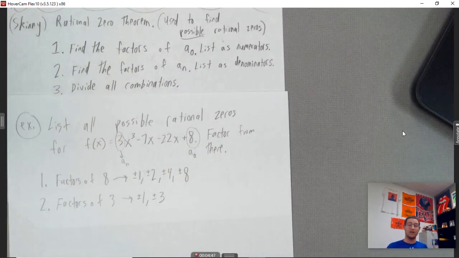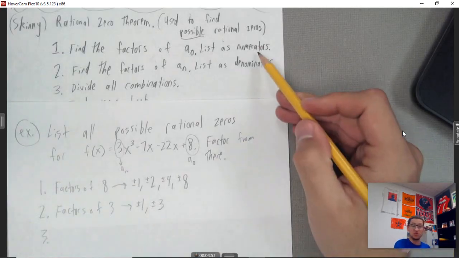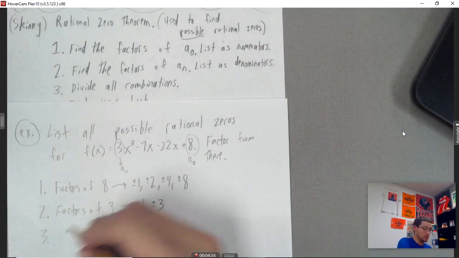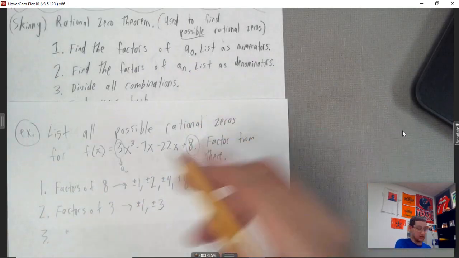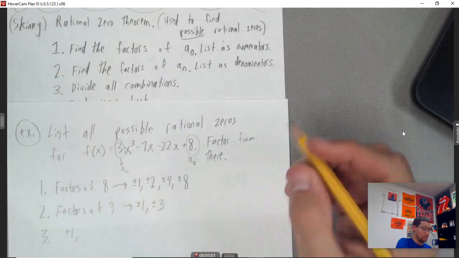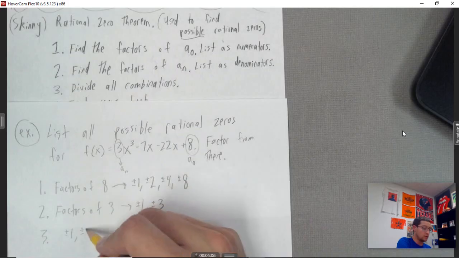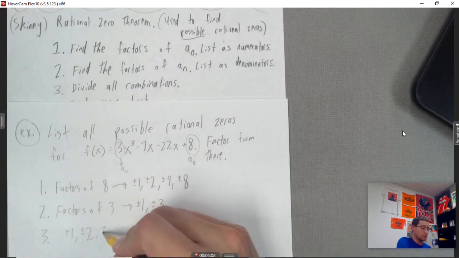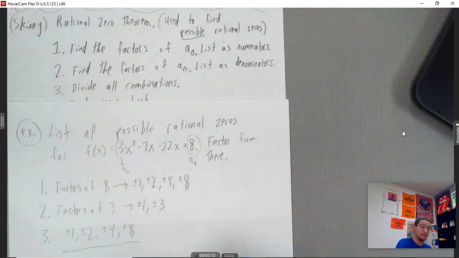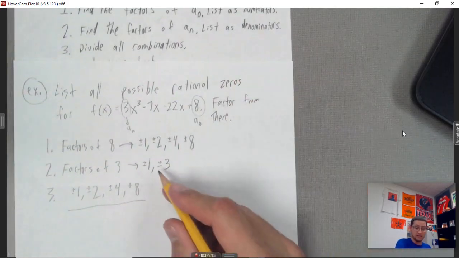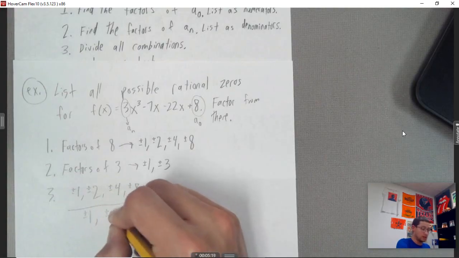Divide all combinations. In step 3, I'll put these as numerators and denominators. I'm going to put my factors of 8, which is my a sub 0, my constant, on top. So I put plus or minus 1, plus or minus 2, plus or minus 4, plus or minus 8, and I'm dividing by these: plus or minus 1, and then plus or minus 3 as the denominator.